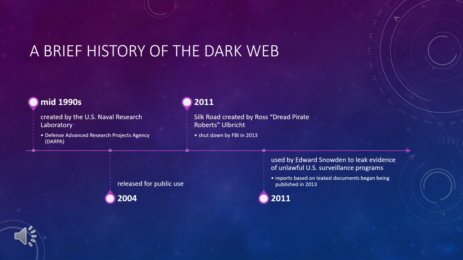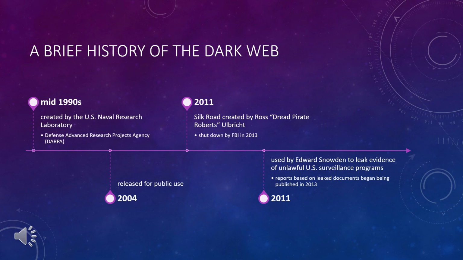Now, where did all this begin? In the 1990s, the U.S. Naval Research Laboratory began working on something called the Defense Advanced Research Projects Agency, or DARPA for short, intended to allow federal agents to communicate confidentially. The project was released for public use in 2004 and has been maintained publicly with federal funding ever since.